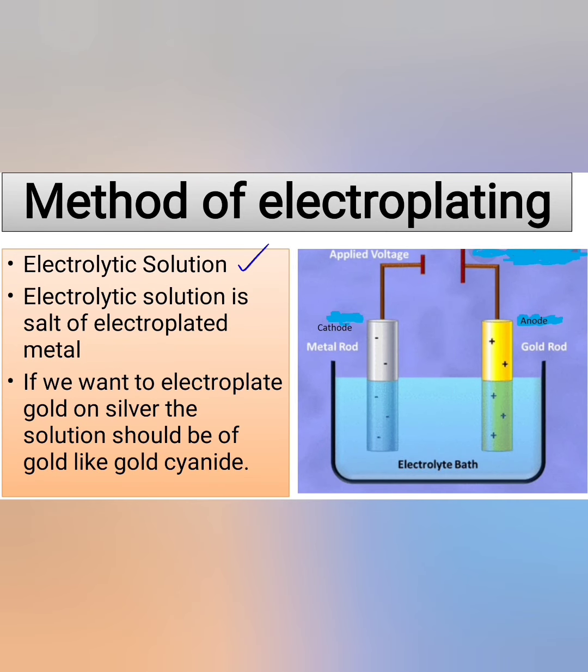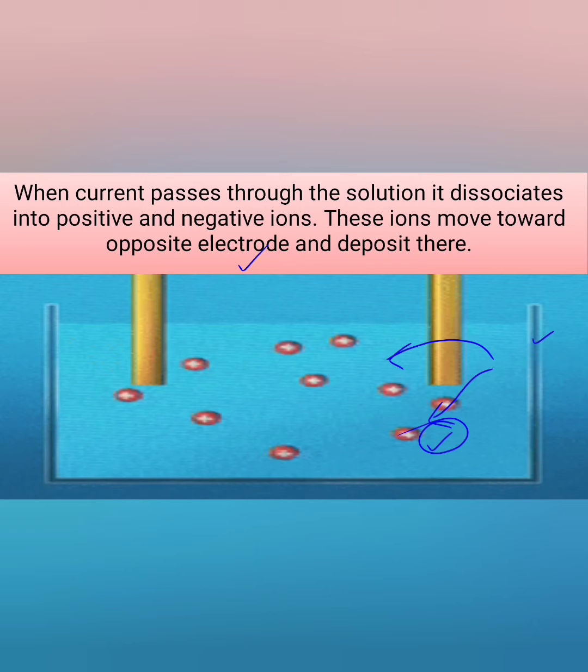Next is which type of electrolytic solution is used for electroplating. In this process, the electrolyte is a salt of the electroplated metal. In this example, we use a salt made of gold because we want to deposit gold on silver. So this solution is also made of gold.